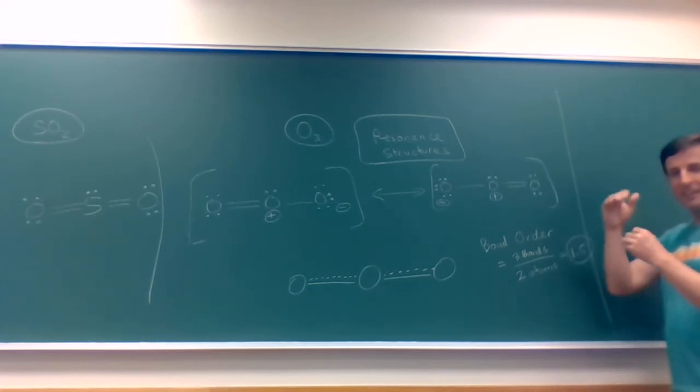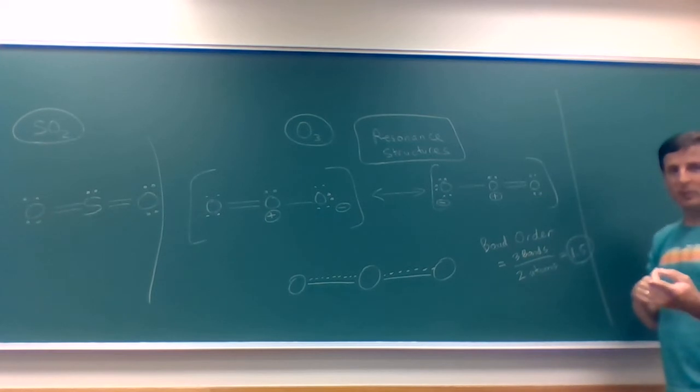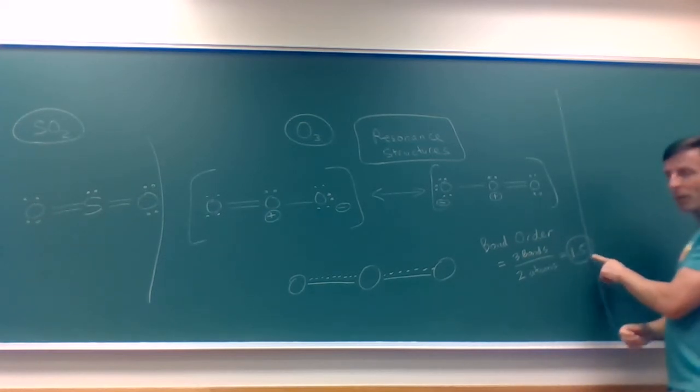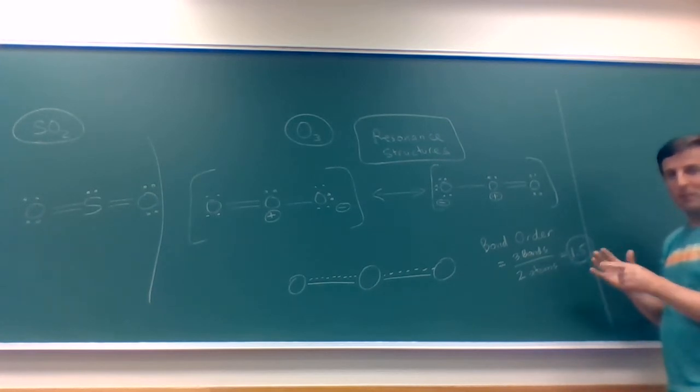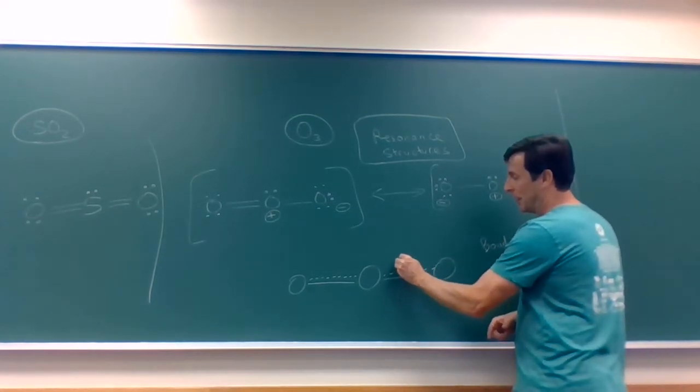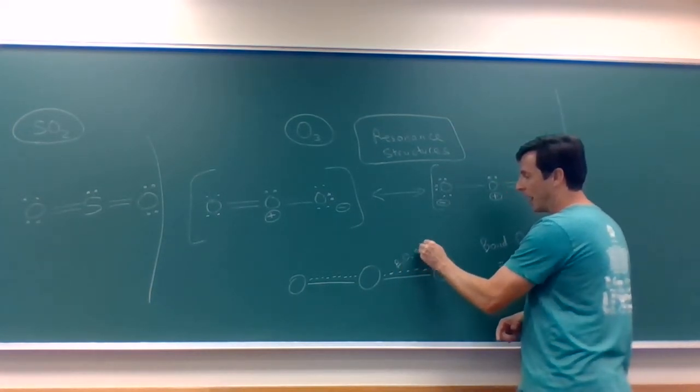A bond order of 1 is a single bond. A bond order of 2 is a double bond. So a bond order of 1.5 is exactly halfway between. Okay, so that's a calculation we can do. The bond order right here, the BO equals 1.5.